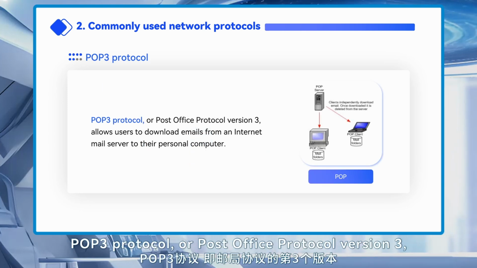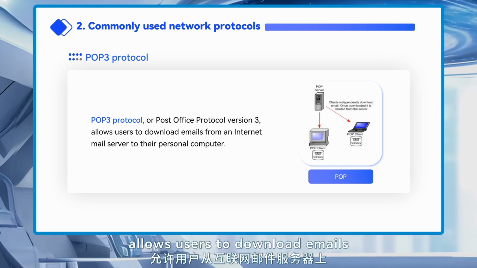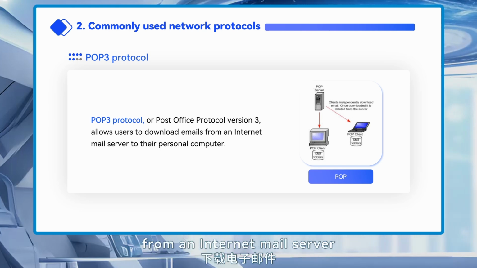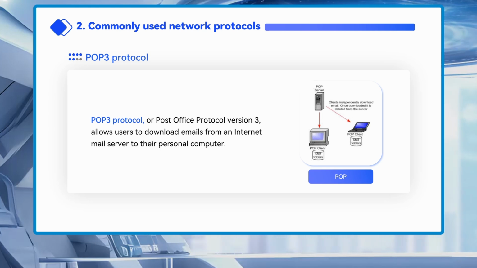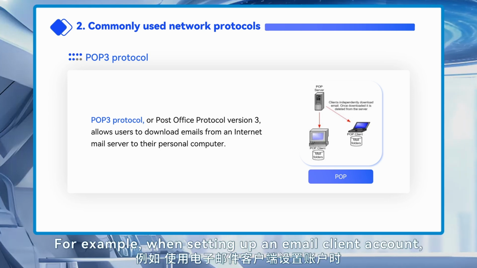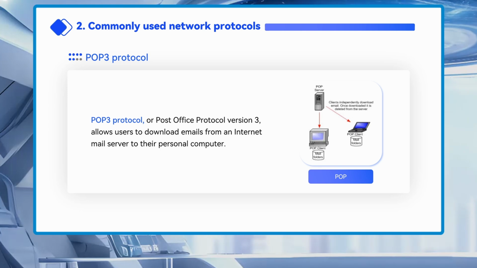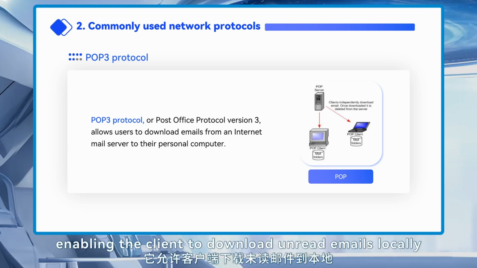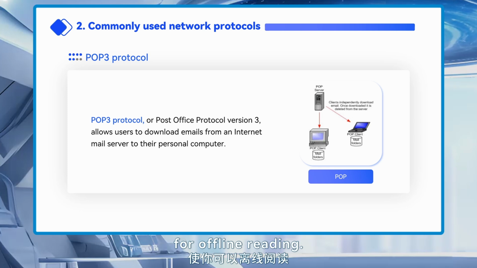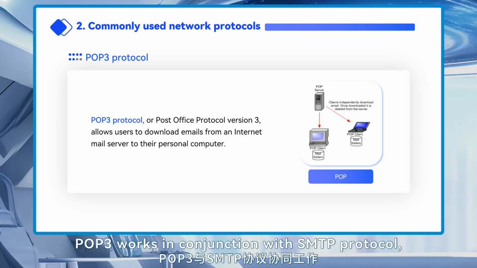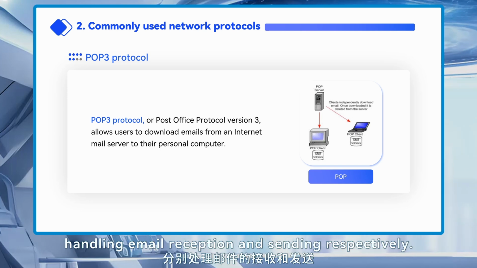POP3 protocol, or Post Office Protocol version 3, allows users to download emails from an internet mail server to their personal computer. For example, when setting up an email client account, you choose POP3 protocol to receive emails, enabling the client to download unread emails locally for offline reading. POP3 works in conjunction with SMTP protocol, handling email reception and sending respectively.